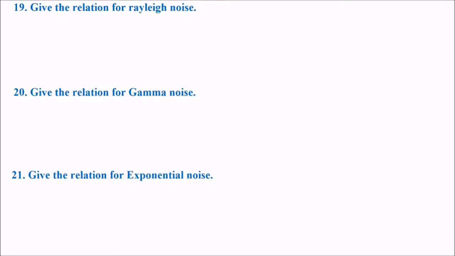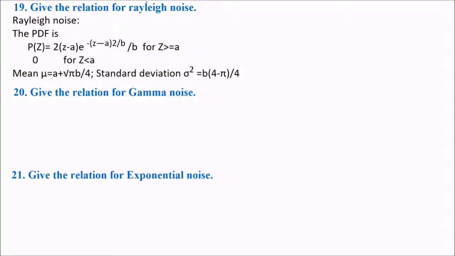Now give the relation for Rayleigh noise. Again, the same stuff goes here, but the relationship will change in Rayleigh noise. It is 2(z minus a) e to the power minus (z minus a) square by b. So what is this? The mean mu is given by a plus under root pi b by 4. The standard deviation is given by this formula.